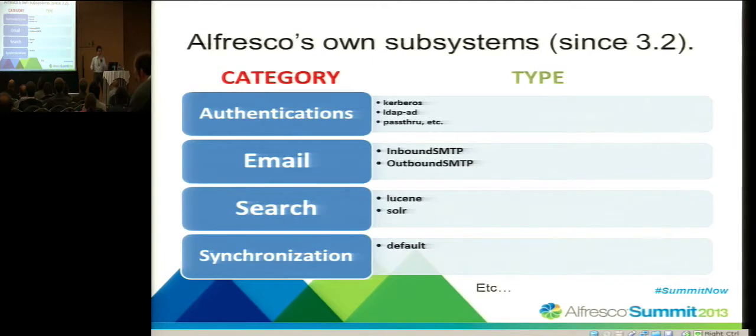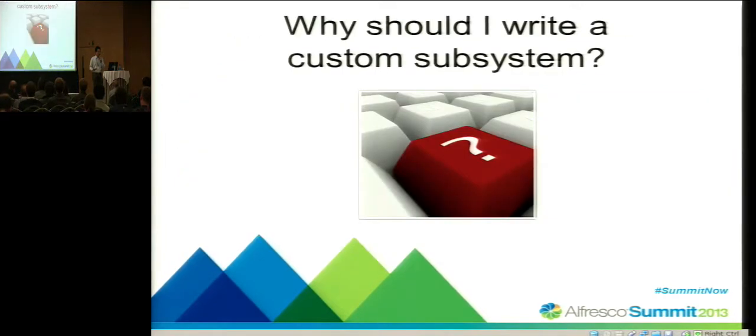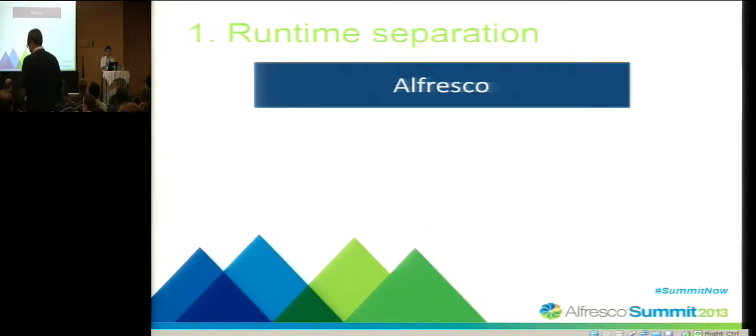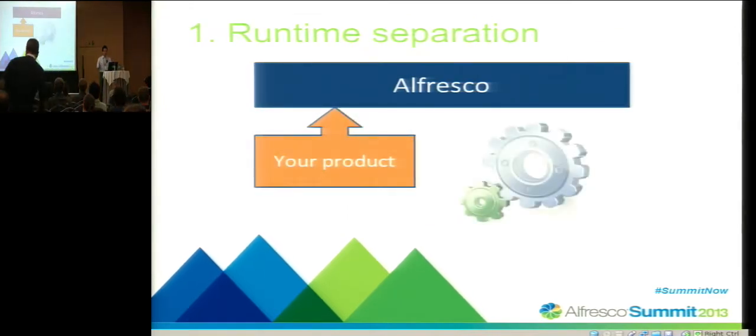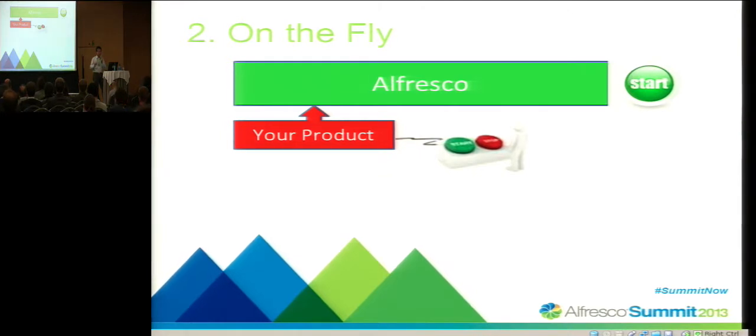Now, surprisingly or not, Alfresco has got its own subsystems too. Since version 3.2, many of its core functionality has been modularized into subsystems, and here are some of the examples displayed here. So why should I write my own custom subsystem? Well, there are quite a few benefits to it, and given the restriction, I'll just show you a few really good ones. First of all, a subsystem clearly separates your product or custom code from Alfresco or from another subsystem at runtime. So you don't have to worry about contention issues like the bean name uniqueness in Spring, and it's purely configured by Spring. This is a really good advantage.